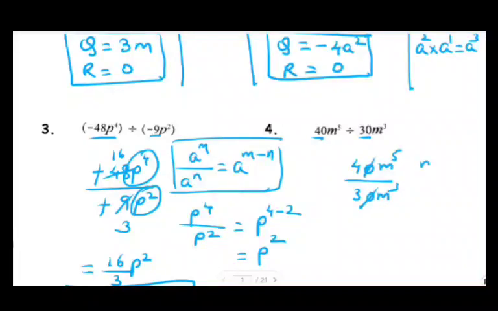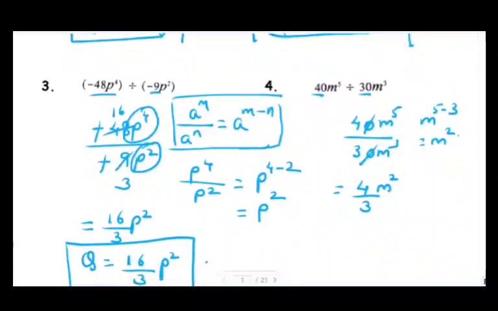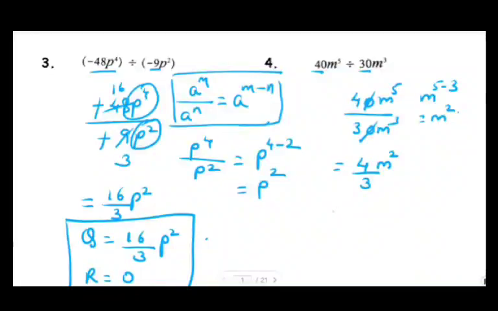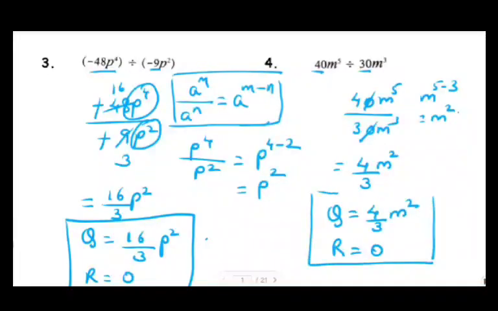Going by the rule of indices, m raised to 5 minus 3 gives me m square. So my answer is 4 upon 3 m square. That's my quotient. My quotient is 4 upon 3 m square. My remainder is 0. And that's how you write your answer.